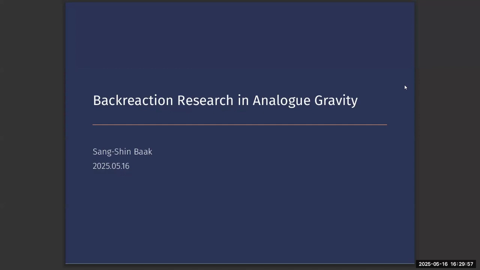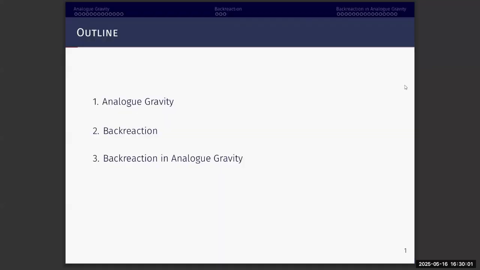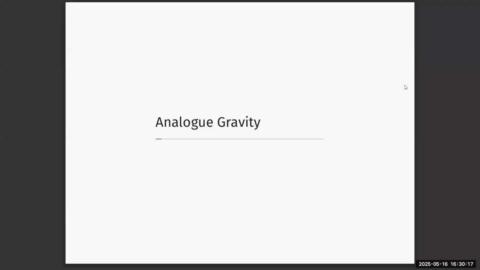I introduced backreaction research in analog gravity. But today, I will introduce mainly analog gravity, and also backreaction related work, and another backreaction in analog gravity. I heard that many people are familiar with analog gravity, so I'll introduce a very basic idea, starting with the thing you are familiar with.